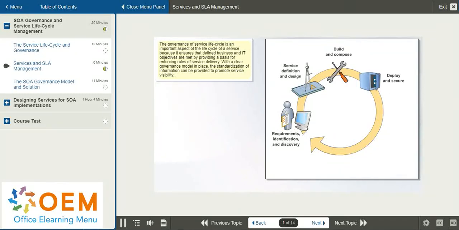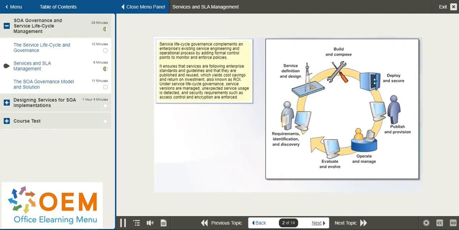The governance of service lifecycle is an important aspect of the lifecycle of a service because it ensures that defined business and IT objectives are met by providing a basis for enforcing rules of service delivery. With a clear governance model in place, the standardization of information can be provided to promote service visibility.